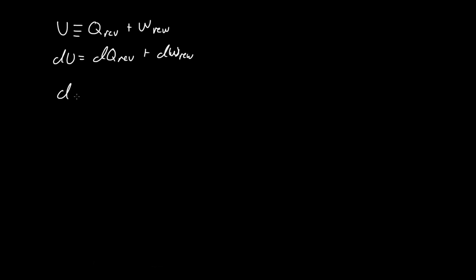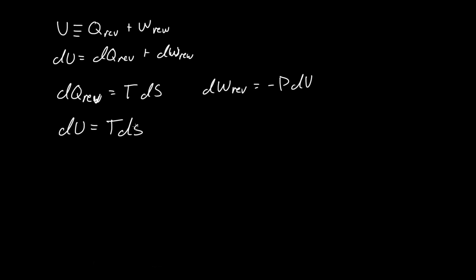And if we know that dQ, the heat transferred for a reversible system, is equal to T dS, and in addition, we also know that dW for a reversible system is equal to the negative pressure times dV, then we can have dU is equal to T dS minus P dV.